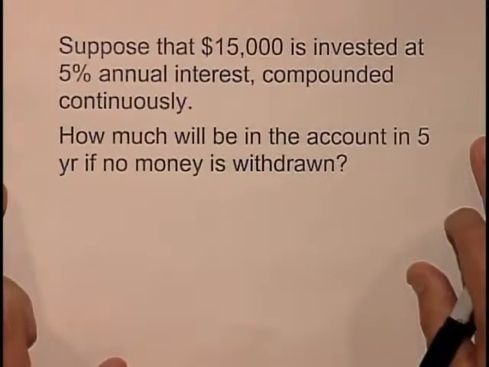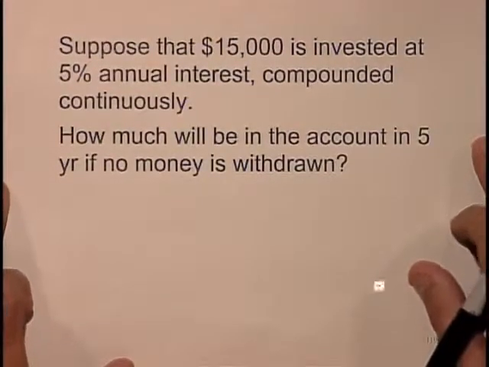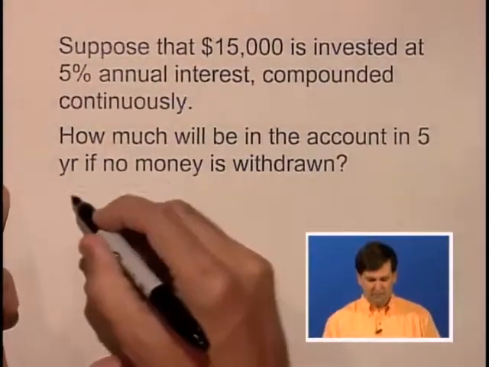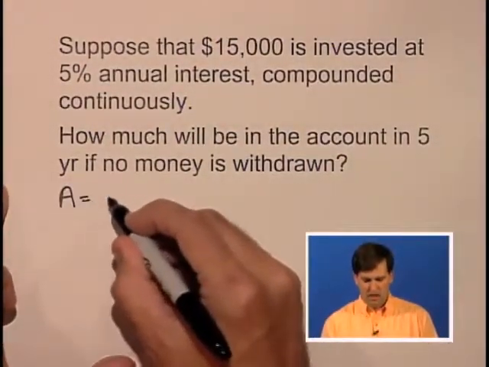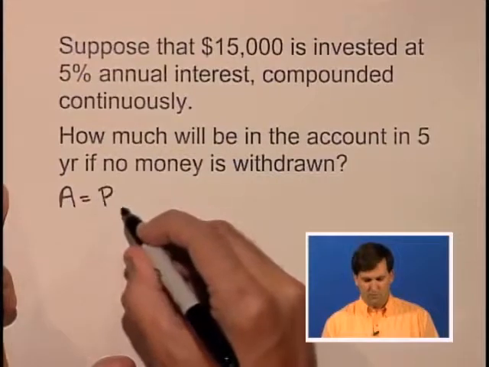Suppose that $15,000 is invested at 5% annual interest, compounded continuously. How much will be in the account in 5 years if no money is withdrawn? For continuous compound interest, we have the formula A. I always call it the A equals PERT formula.